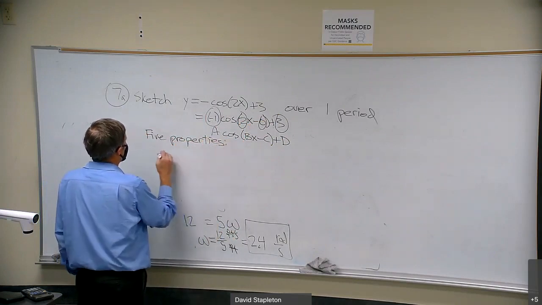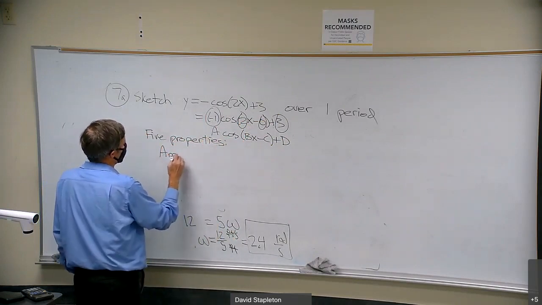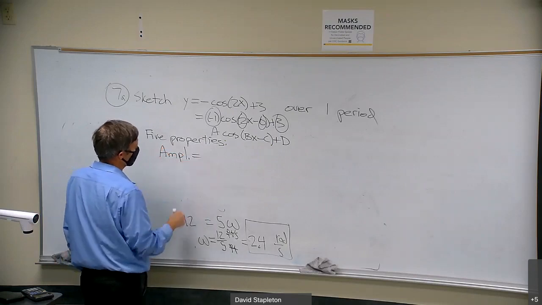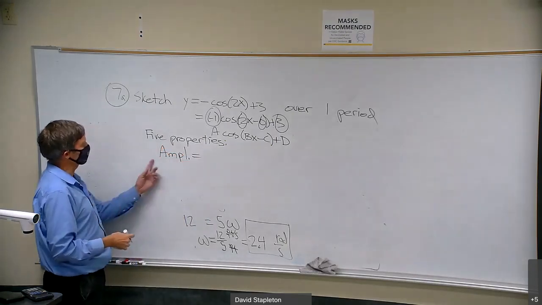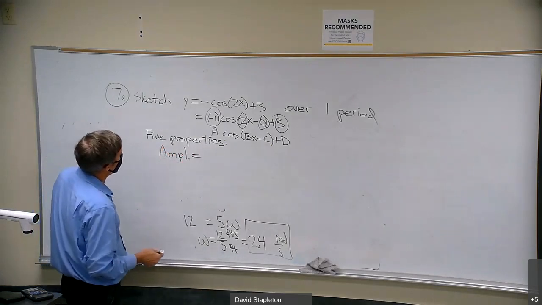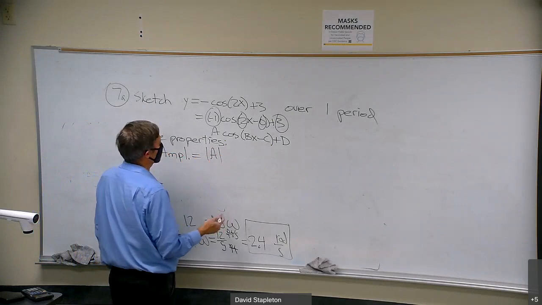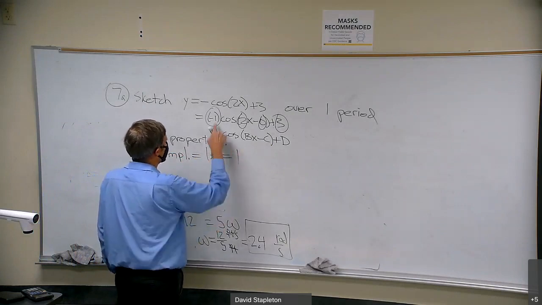What are the 5 properties? They're amplitude for sine and cosine, or stretch factor in any case. The other ones, since they're not waves, you just call them stretch factors. This is also a stretch factor. So the amplitude is always the absolute value of A. Amplitude is always positive. It's not negative 1. It's 1 here. Right?